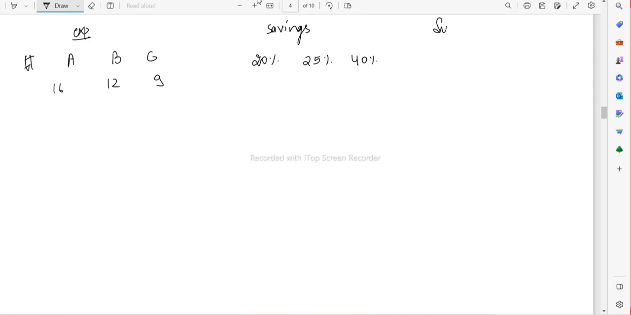Then you have to find the sum of their income. अच्छा, yeah, sum of their income has been given. Now what you have to find is salary of B. Find B's salary. Okay, so you have to find B's salary. So how do you do this?